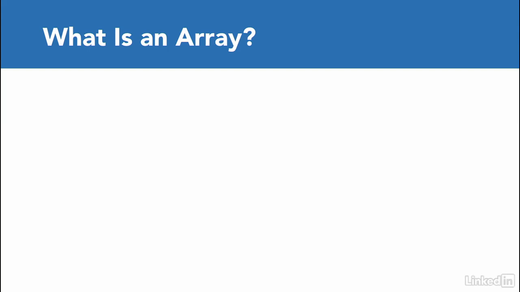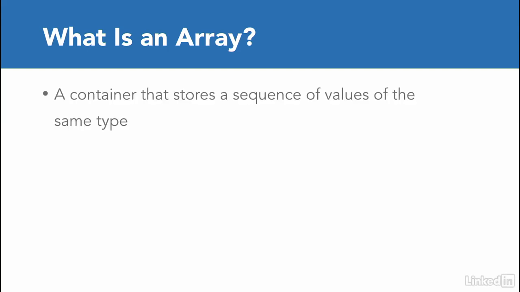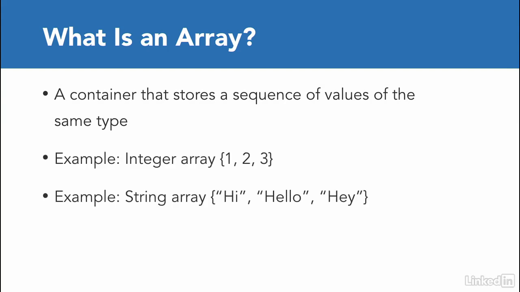You may have seen this in other languages, but an array is a container object that stores a sequence of values that are all of the same type. This means it could hold many different values, so we could have an integer array that holds many different integers like 1, 2, 3. However, I could not have an array of integers and strings because an array can only contain data of one particular type.